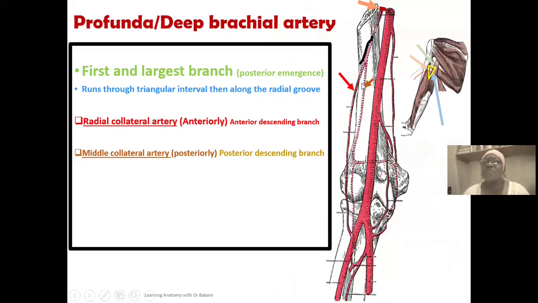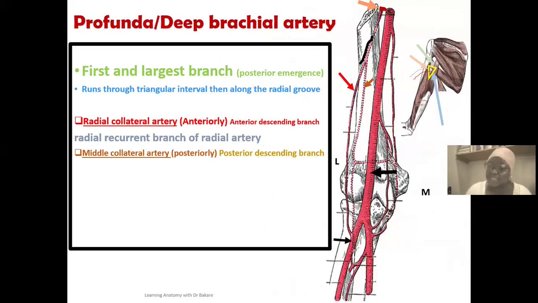So for the radial collateral artery, that is also referred to as the anterior descending artery because it is located in the anterior region, it is seen to be creating anastomosis with the radial recurrent branch of the radial artery. So going back to this image, this is where we have the brachial artery around the elbow. And if you try to place this image in its correct anatomical position, this is the lateral side and this is the medial side. We say that this brachial artery will finally terminate into the radial artery on the lateral side and also the ulnar artery on the medial side.